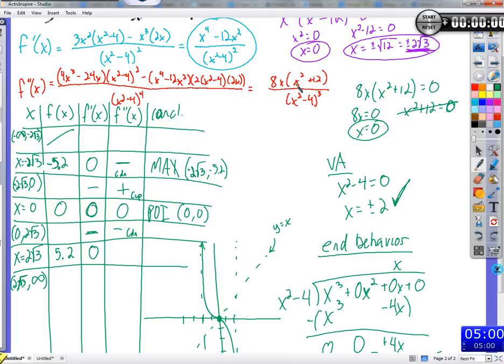So, the square root of 12 is probably a little easier to use. Square root of 12 squared, okay, so that's going to be positive. Square root of 12, that's going to be positive. This whole thing is going to be positive. Square root of 12 squared minus 4, subtract 4, that's still going to be positive. So we're going to cube it, it's still going to be positive. So it's positive. So it's a minimum at 2 root 3, comma 5.2.